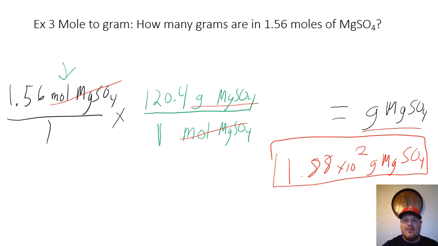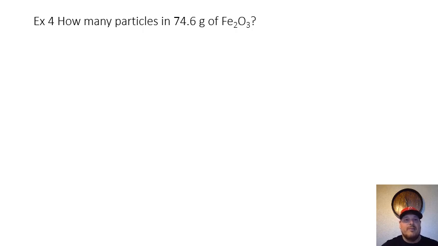All right, finally, for our last example for the day, let me use my pointer: how many particles are in 74.6 grams of iron oxide? In other words, rust, right? What I want to know is how many particles are there? How many atoms, how many molecules are found in 74.6 grams? The answer is not one, okay? Obviously, you're going to have a lot more than that, okay?